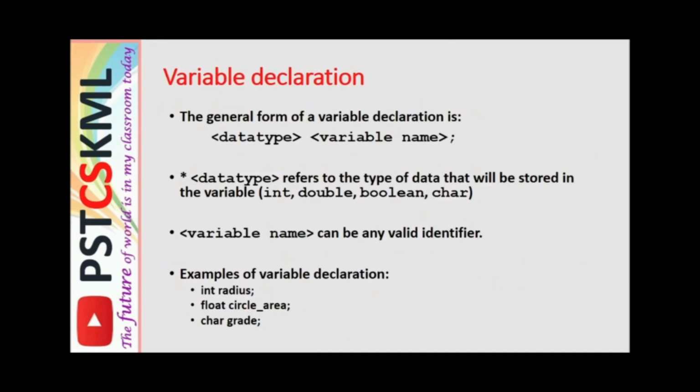Example of variable declaration. Okay, just now we have learned about variable names. We use age, so age can be an identifier. Example of variable declaration: int radius, float circle_area, char grade. All of these variable declarations must end with a semicolon.